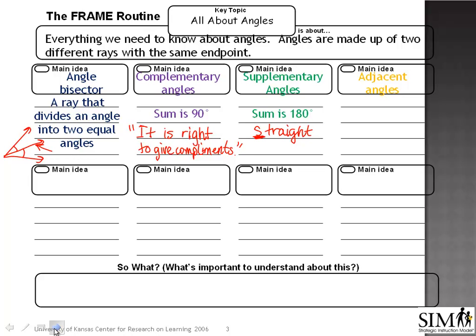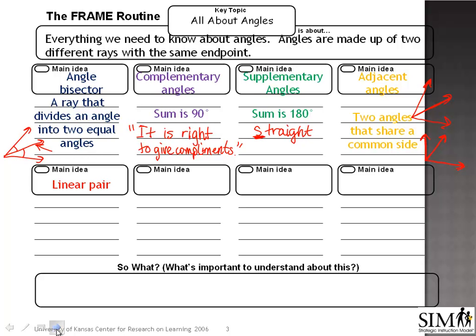The next main idea is adjacent angles. Adjacent angles, they're two angles that share a common side. So if I had an angle here, and then I could draw another angle that shares that side, those would be adjacent angles. They share a side. I could also have a larger angle, and then I could draw an angle in the middle of it. Those would be adjacent angles as well, because they share a side.